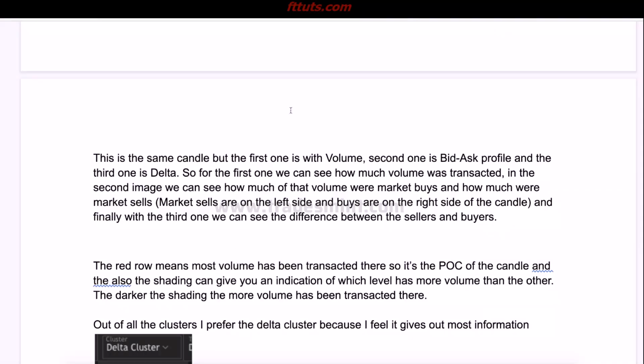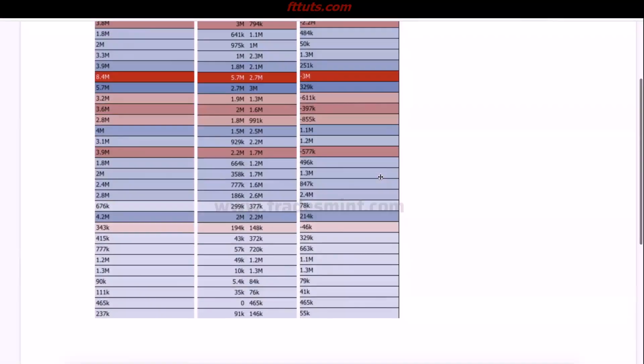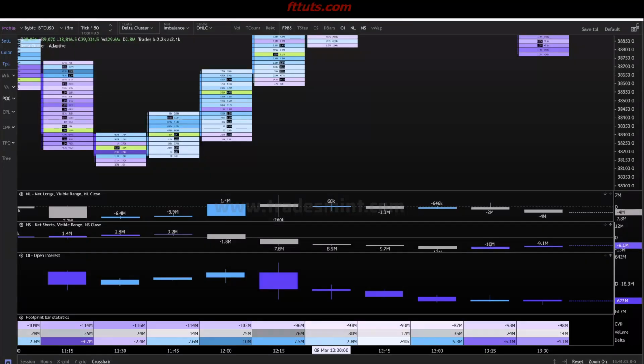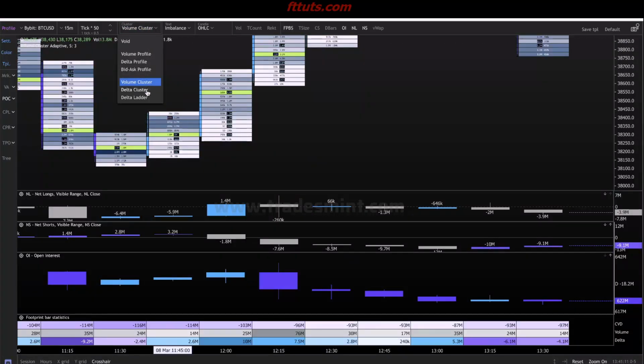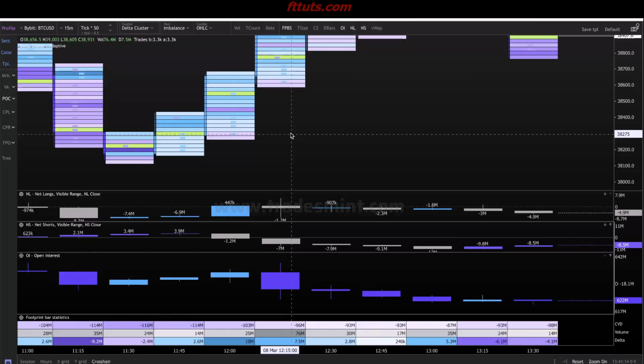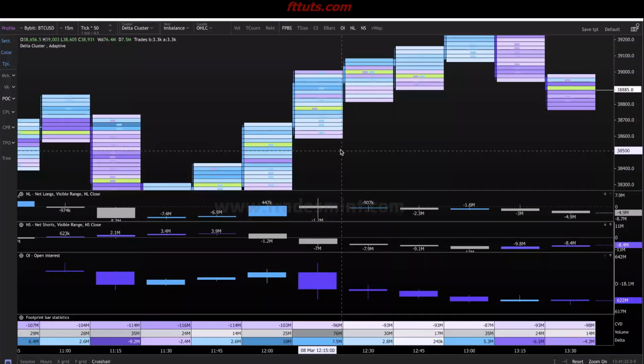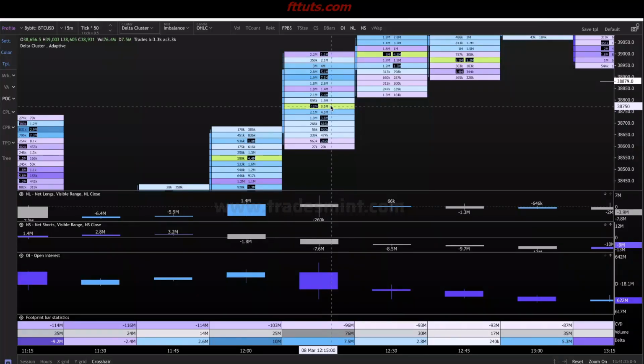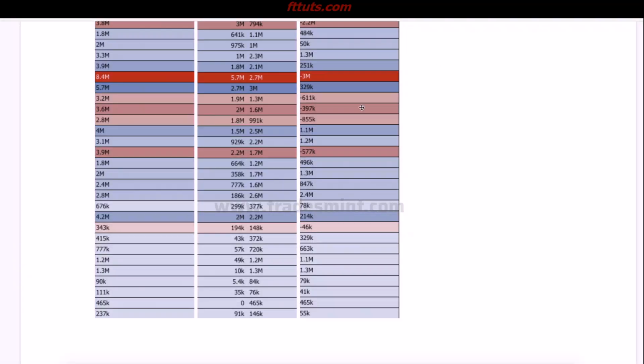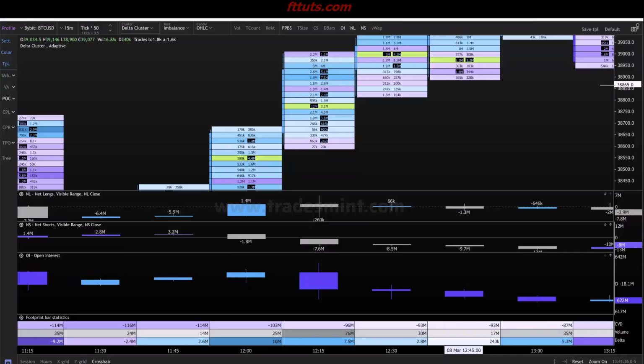Okay, so a few things here. First of all, when I am looking at a footprint chart, I prefer mostly to come over here and use delta cluster. Okay, better than the volume cluster. I like to use the delta cluster. What this will do is show you, based on how darkly shaded something is, where more volume was transacted. And the tick that is highlighted, for me, my point of control is green. Okay, some people use red. You can customize this to whatever color you want. This is the point of control.